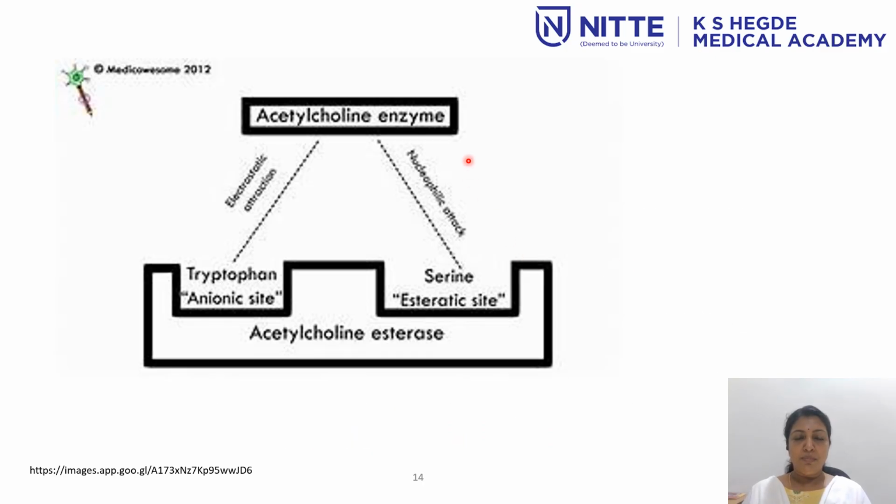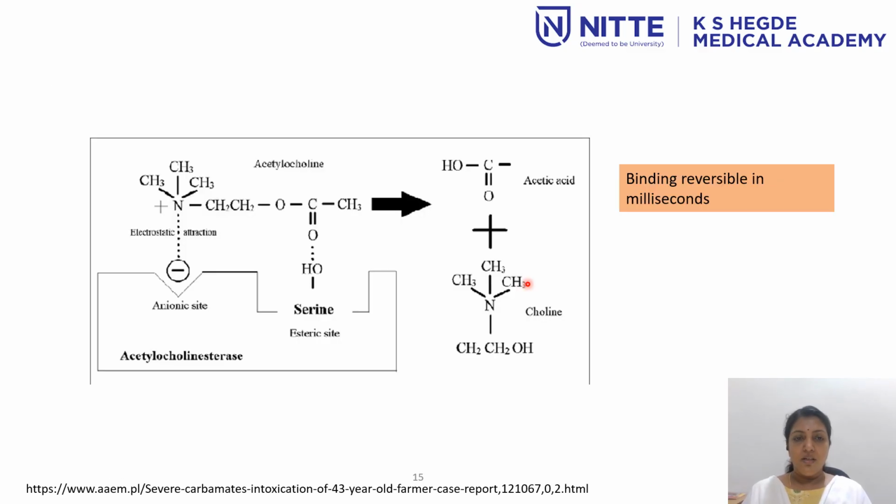Now, let's just brush up about acetylcholine and how it is degraded. Acetylcholine is metabolized by the enzyme acetylcholinesterase. This acetylcholinesterase has two sites, the anionic site and the esteratic site. Acetylcholine, this is the structure of acetylcholine, will go and bind to the acetylcholinesterase enzyme. By electrostatic attraction, the quaternary ammonium will bind to the anionic site, and this carbon atom will bind to the esteratic site. After binding, it is reversible in milliseconds. That is why acetylcholine is rapid acting, or it has an evanescent action. It is metabolized to form acetic acid and choline.